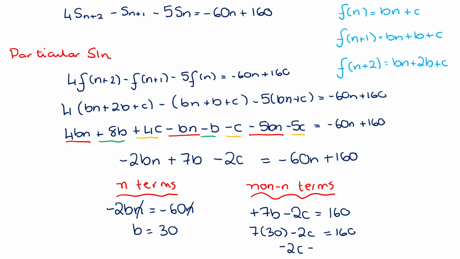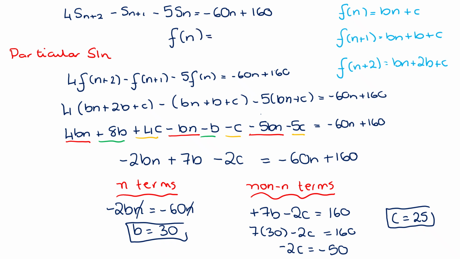That's minus 2c is 160 minus 210. So that's minus 50. And c is going to equal 25. So what that means for us is our particular solution is f of n equals 30n plus 25.